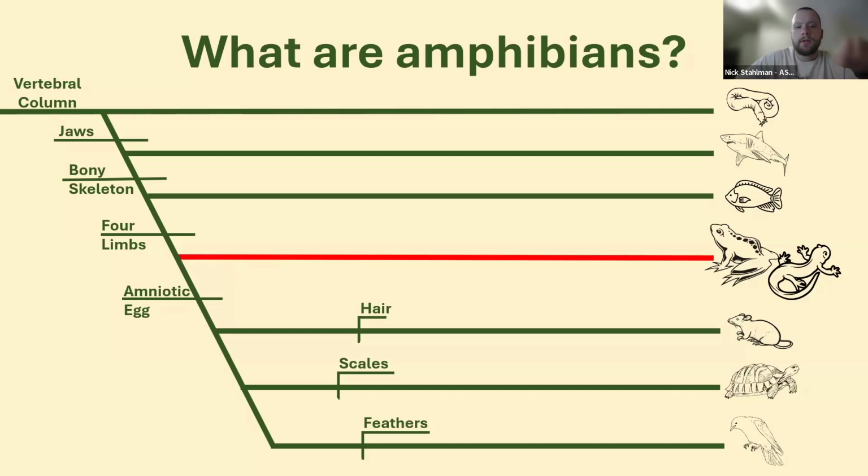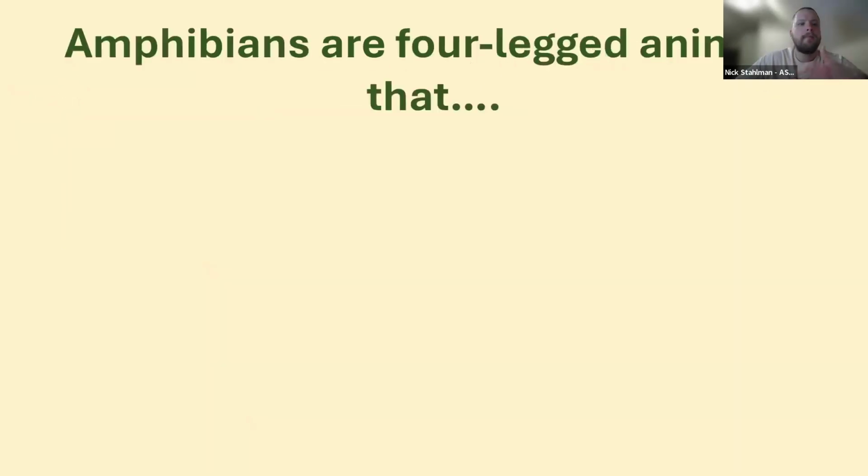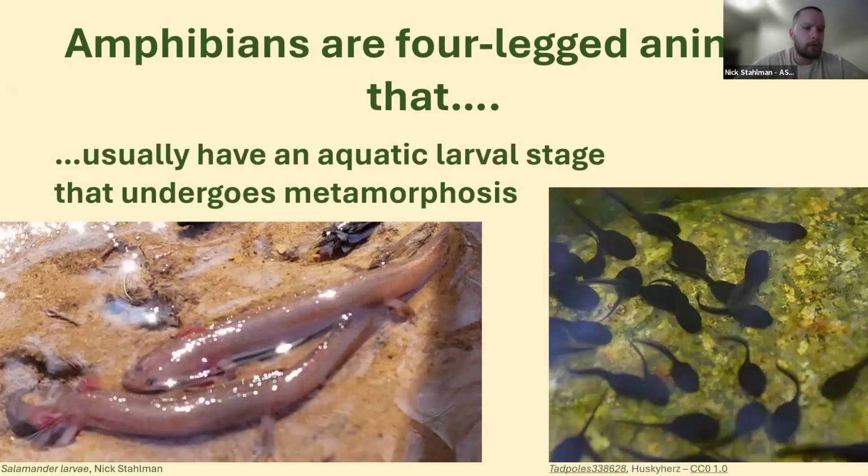So amphibians have 4 limbs. They shared an ancestor with a creature that developed 4 limbs, but they split off from all other vertebrates when the amniotic egg was developed. So they have a few traits that really define them, which means amphibians are 4-legged animals that usually have an aquatic larval stage that undergoes metamorphosis.